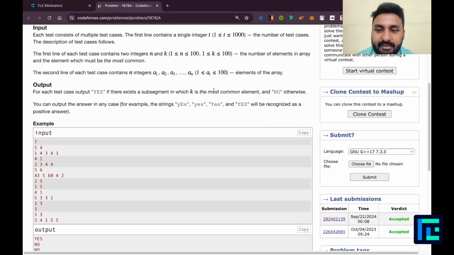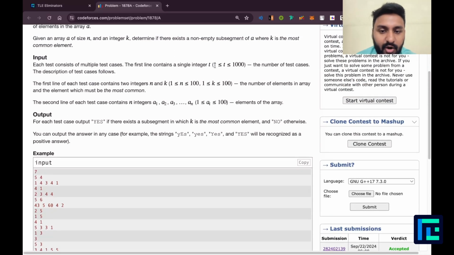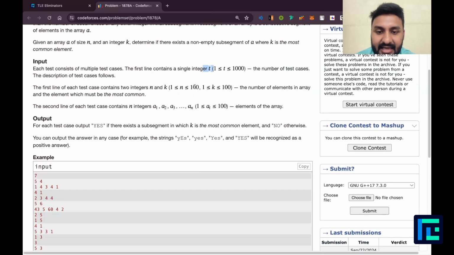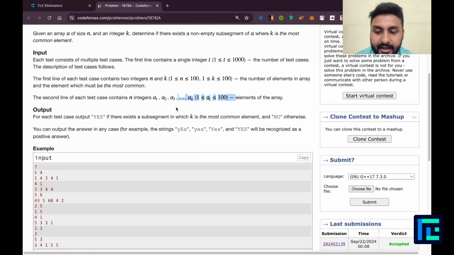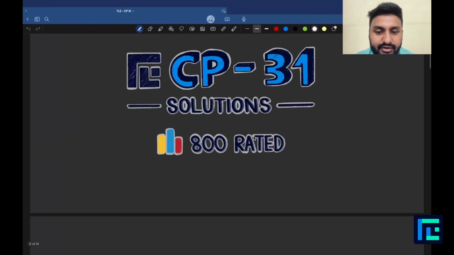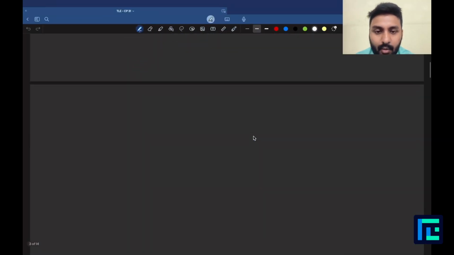We can see that we have been given some input in the form of t, that's the number of test cases, then n and k, and then you have been given the array. Alright, so what we'll do is we'll try to generalize the problem and try to understand what they are asking us so that we get a better idea of how later we can create our solution.